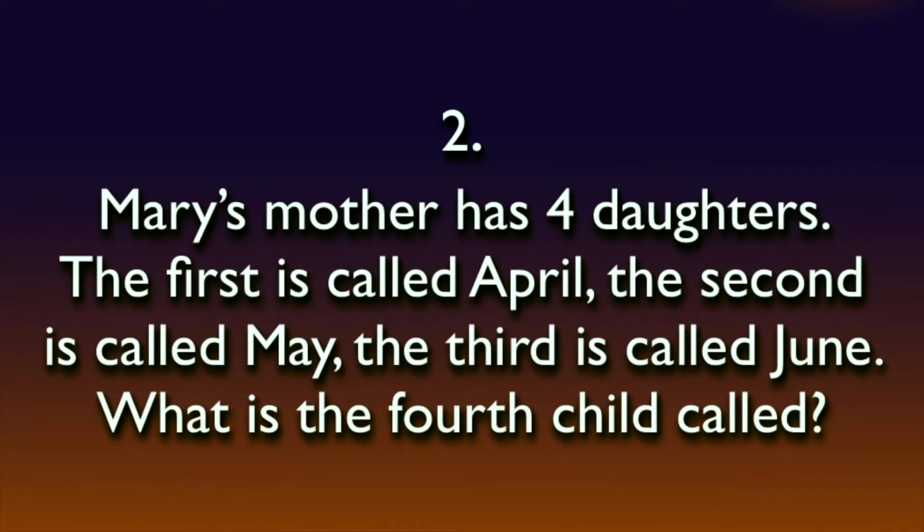Question number 2. Mary's mother has 4 daughters. The first is called April, the second is called May, the third is called June. What is the 4th child called?